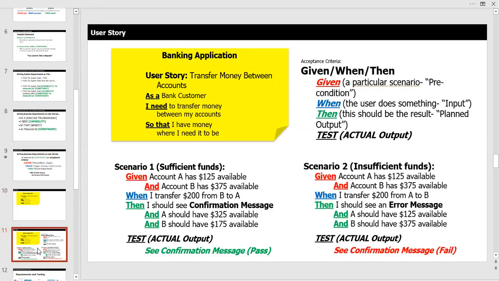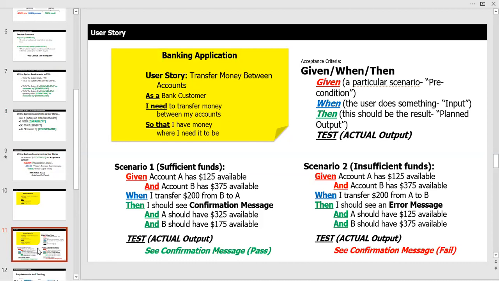For example, once I add acceptance criteria, then I might set up scenarios. One scenario might be, here's sufficient funds. Another scenario might be, what does this look like if there are insufficient funds? So again, given a precondition or input, account A has 125 available and account B has 375 available. When I transfer $200 from B to A, then I should see a confirmation message, and A should now have 325 and B should have 175. So when I go to test it, I should see a confirmation message, and if I do, it passes.